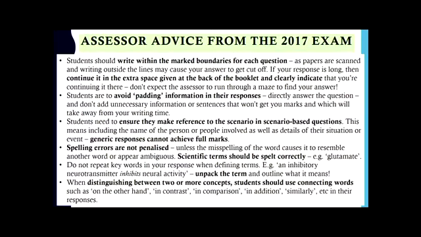Before we go into my little tips, this is some assessor advice from the 2017 exam. This is straight from the assessor's mouth, from what the chief assessors have said when we've met them.